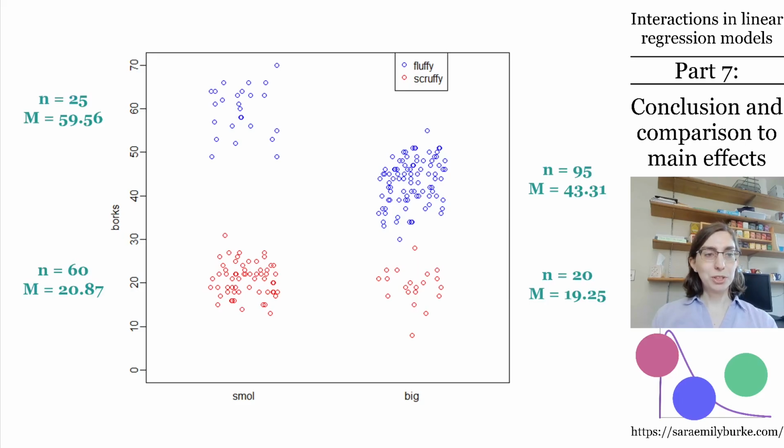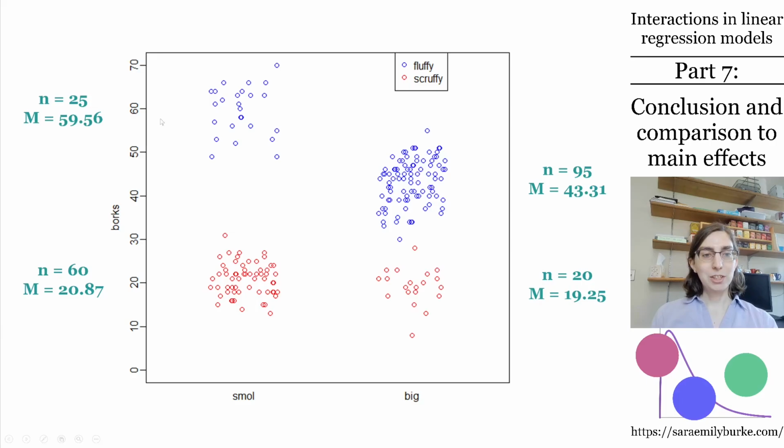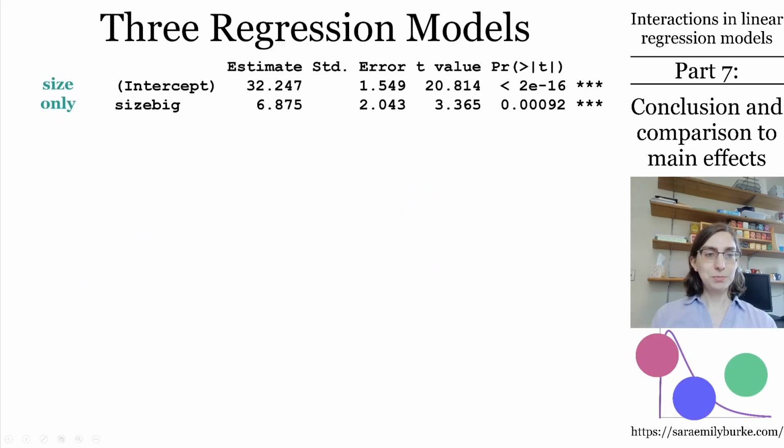And I'm also showing the sample sizes and means for each of these four clusters on the screen, which is easy to do because the points are so cleanly separated. So for example, here, there are 95 blue dots because there are 95 big fluffy dogs, and the mean borks for this cluster of points is 43.31. The same goes for these other clusters. I'm going to show three regression models one at a time, illustrating what's going on with this data set. And the first regression model is the simplest.